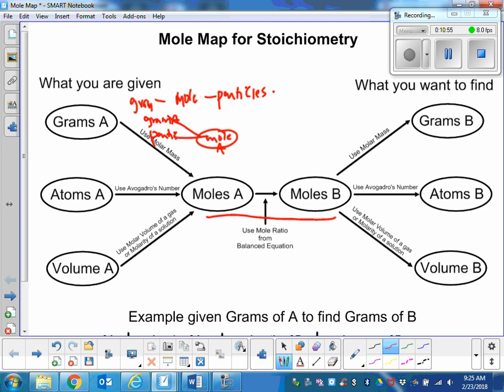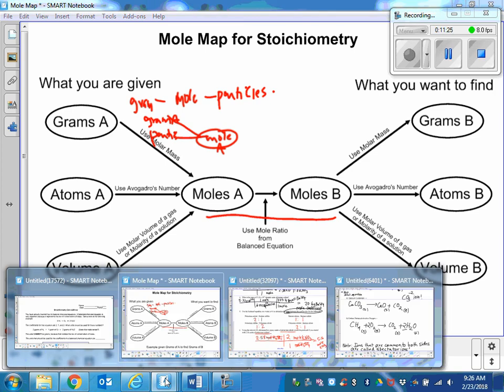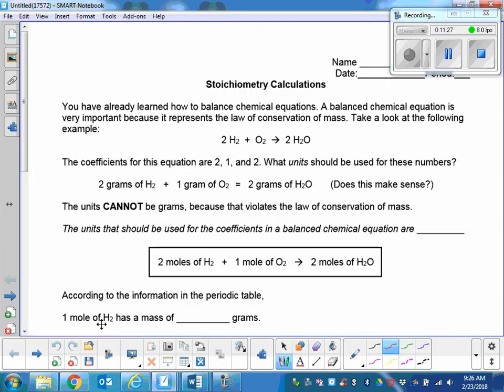Convert it first. Whatever is given, what should I have first? The moles of A. And then I will use my balanced equation. I will use the coefficients in my balanced equation to go from moles of A to moles of B. Is that right? And then I can switch into whatever of B is being asked. This is in all stoichiometry. Do you understand this? All right? So why is there a need to switch to moles? Why can't we just work with grams?